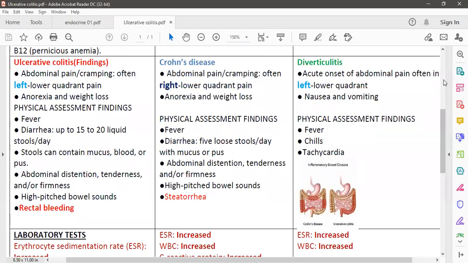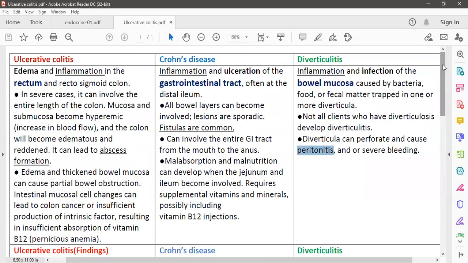So I said this is very important for the NCLEX board. When you study compare and contrast, it is easy to remember.